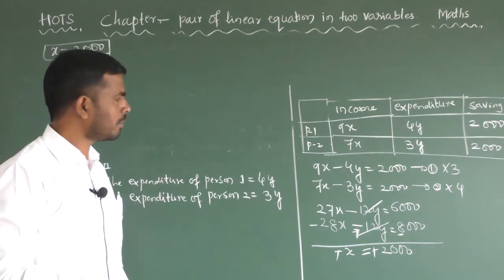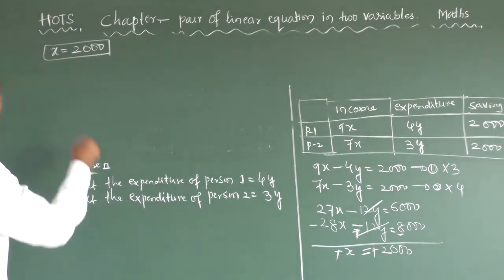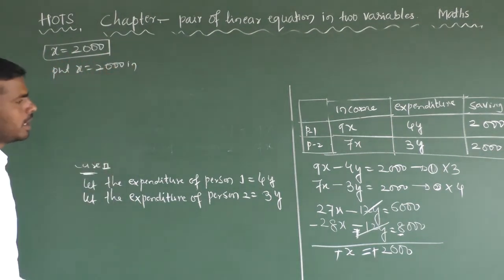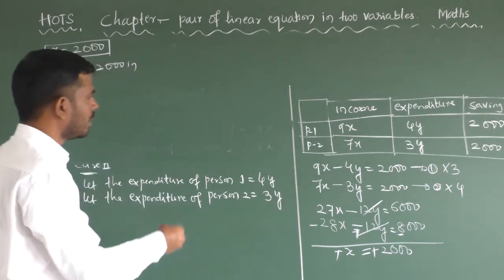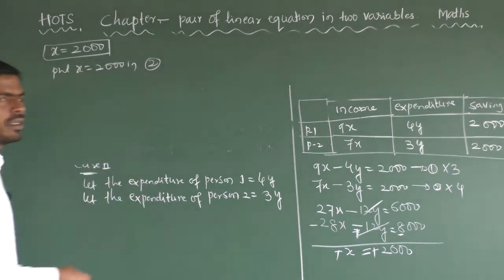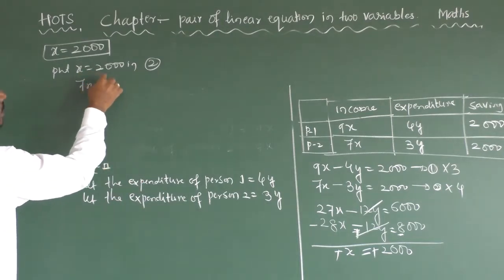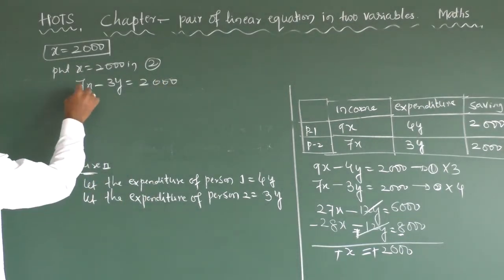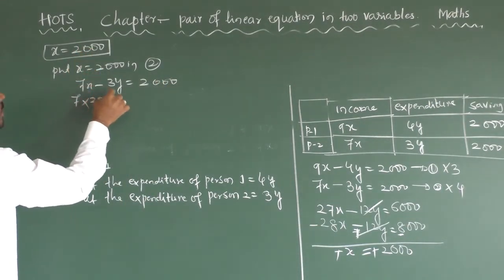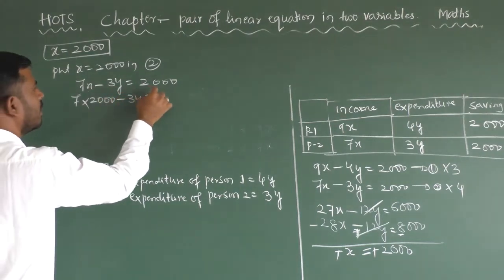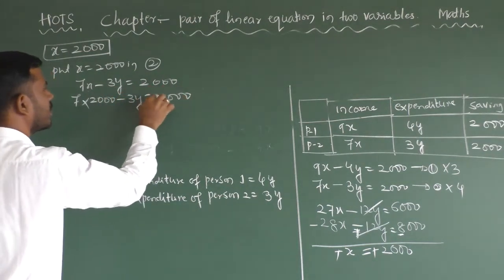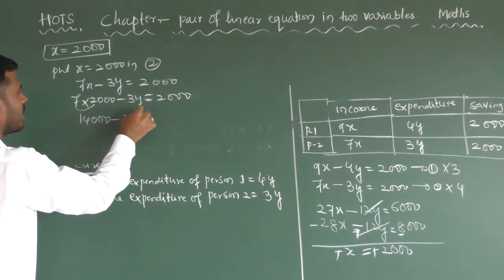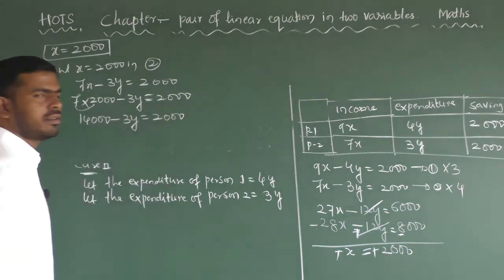Next, put x equal to 2000 in equation number 1 or 2. So we substitute in equation number 2. The second equation is 7x minus 3y equal to 2000. So 7 times 2000 minus 3y is equal to 2000. Now we multiply: 7 twos are 14, so 14,000 minus 3y is equal to 2000.